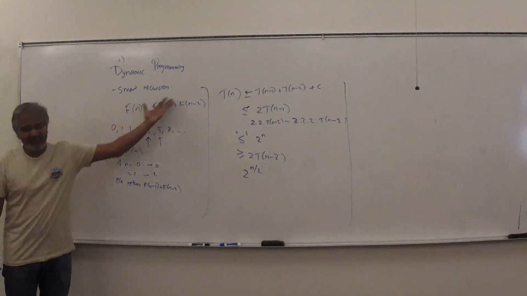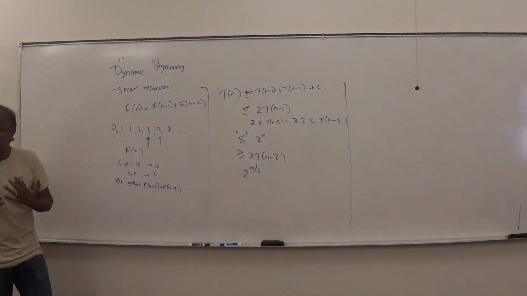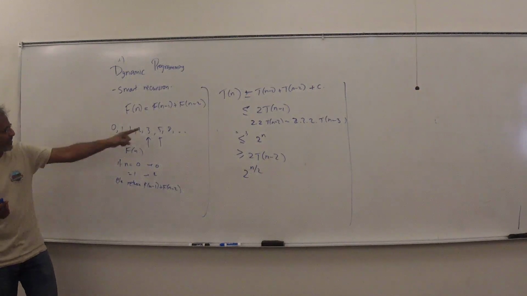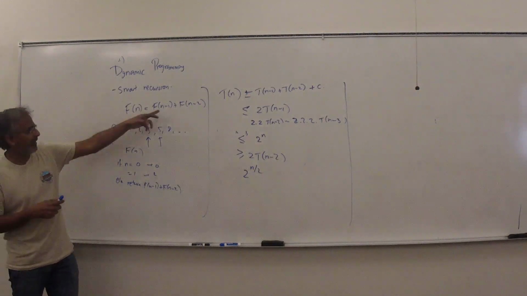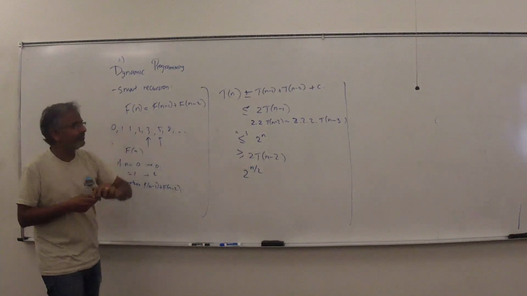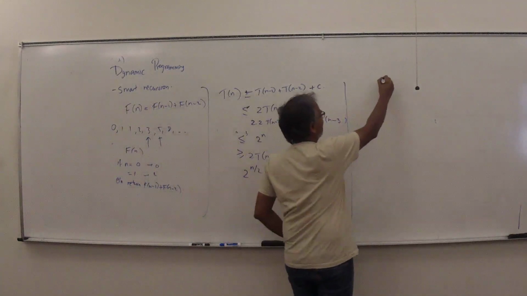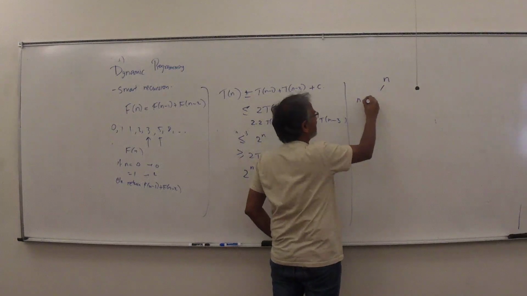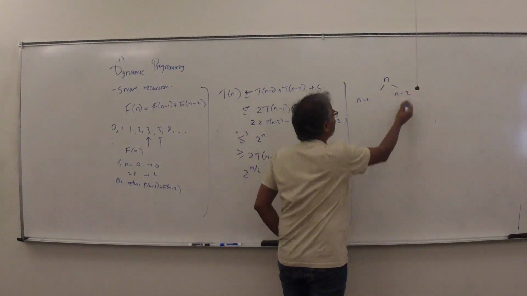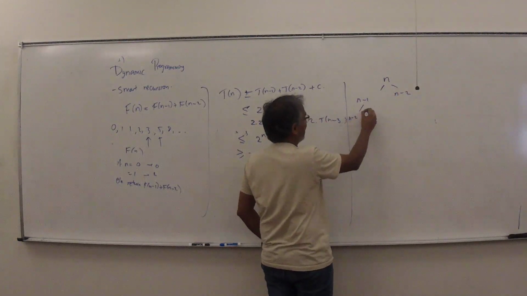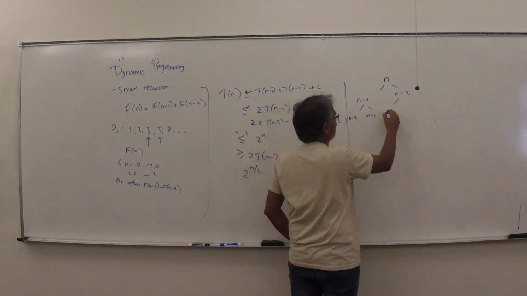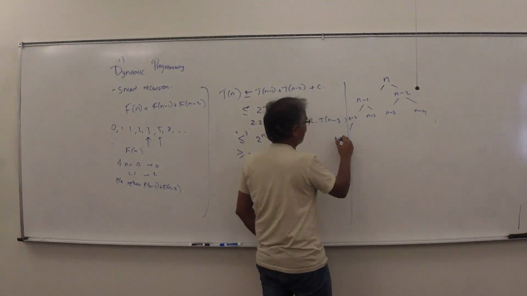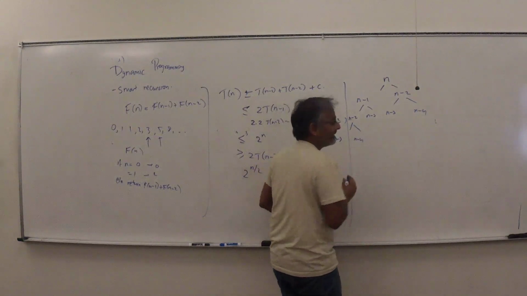Because it's a very simple function, it just doesn't seem right. Something seems wrong. So let's try to unroll this recursion. I'm calling f of n minus 1, f of n minus 2. So let's make a tree here. I'm calling f of n. This is going to call n minus 1 and n minus 2. This is going to call n minus 2 and n minus 3. This is going to call n minus 3 and n minus 4.